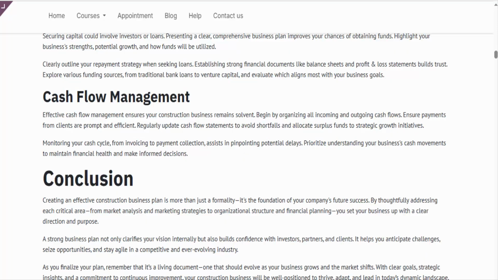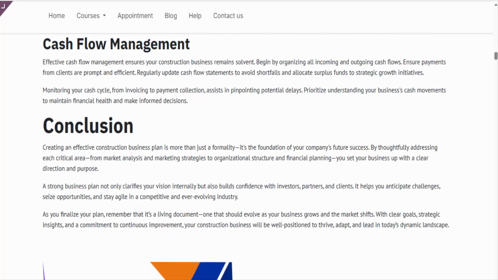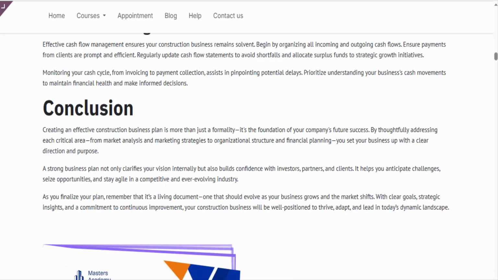Cash flow management. Effective cash flow management ensures your construction business remains solvent. Begin by organizing all incoming and outgoing cash flows. Ensure payments from clients are prompt and efficient. Regularly update cash flow statements to avoid shortfalls and allocate surplus funds to strategic growth initiatives.